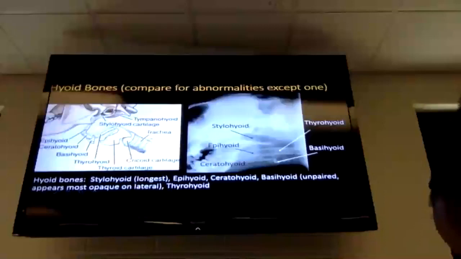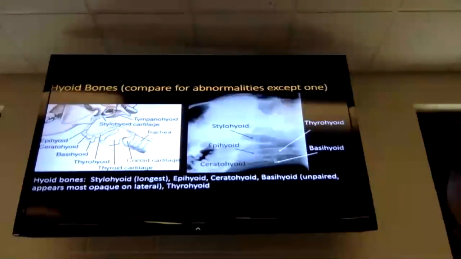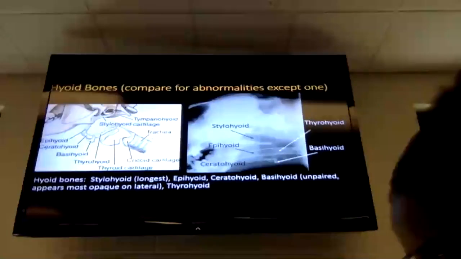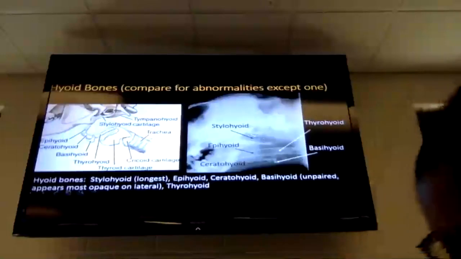So remember, basihyoid is the one which is unpaired. So you are looking at basihyoid end on. End on is like, for example, if this is a pen, and then if I turn it like this, now this becomes end on. So if you see bones like this, for example, stylohyoid, you're looking at it like this. But basihyoid, you're looking at it like this. So that's why it looks more radio-opaque. Make sense?